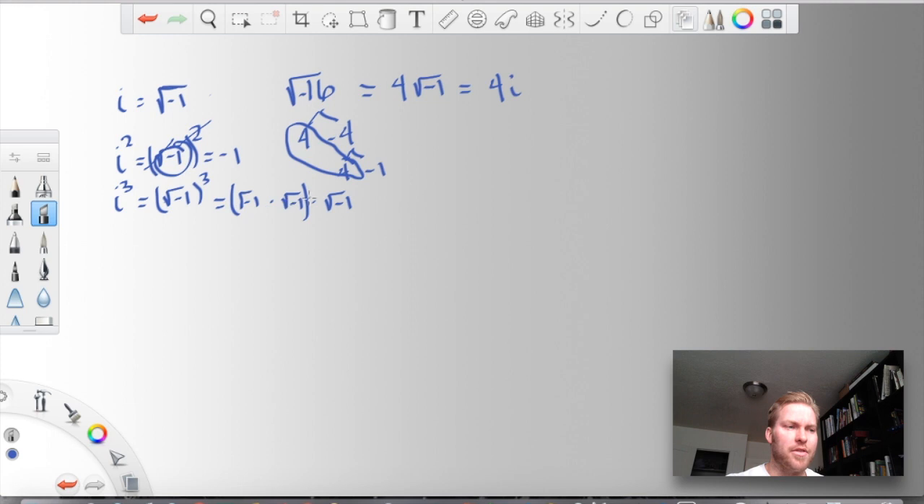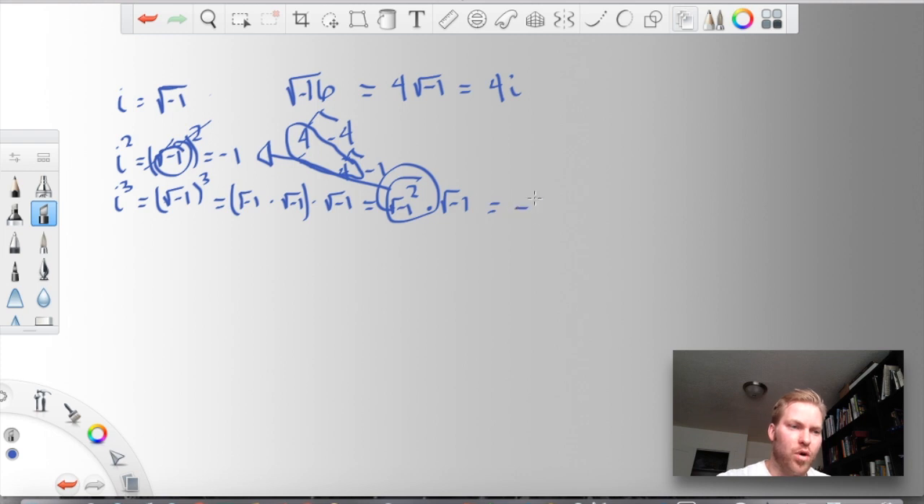But this is the same thing, right, as saying the square root of -1 times the square root of -1 is the same thing as saying the square root of -1 squared, which we already know what that is, right? And then that's going to be multiplied by this last square root of -1. So now that we've solved for this piece right here already, just barely over here, we know that this is going to be equal to a -1.